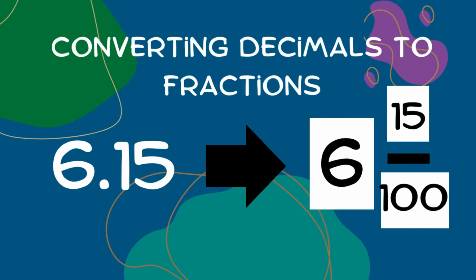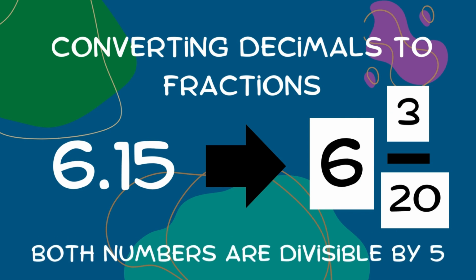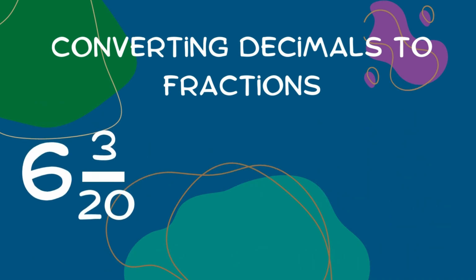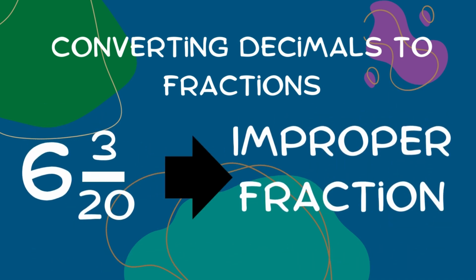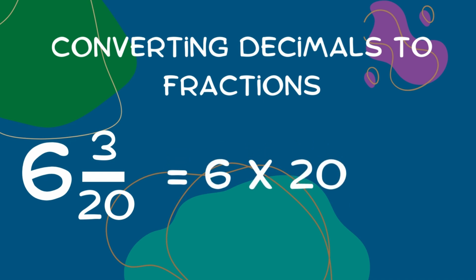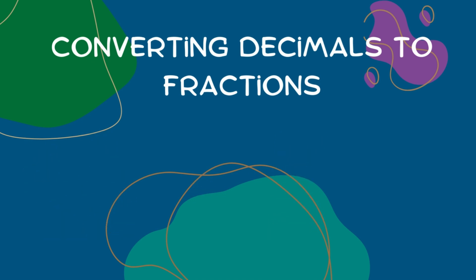We can simplify the fraction down to 3 over 20, as both numbers are divisible by 5. Next, we need to convert this to an improper fraction. So we just multiply 6 by 20, then we add 3, giving us an answer of 123 over 20.